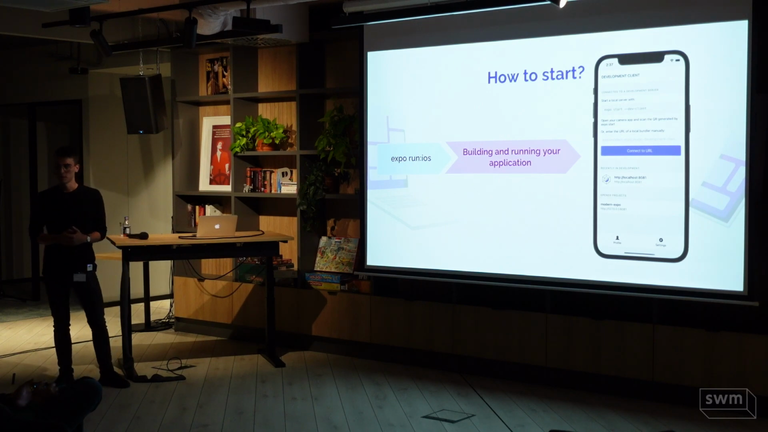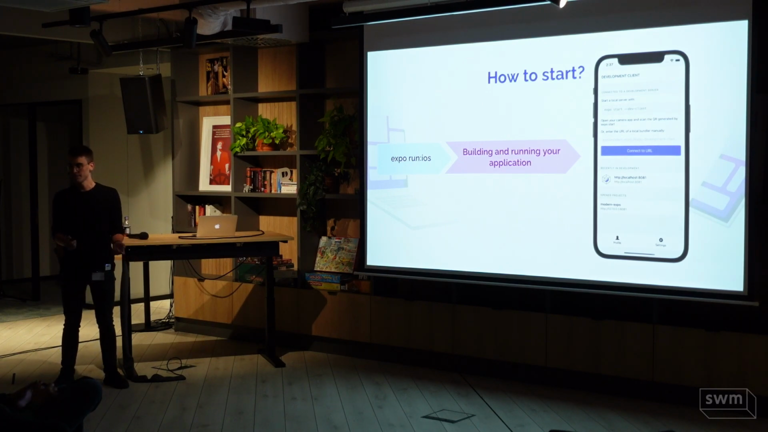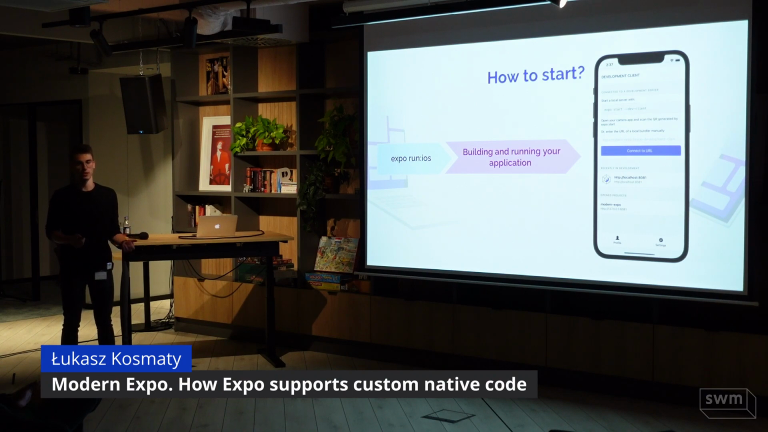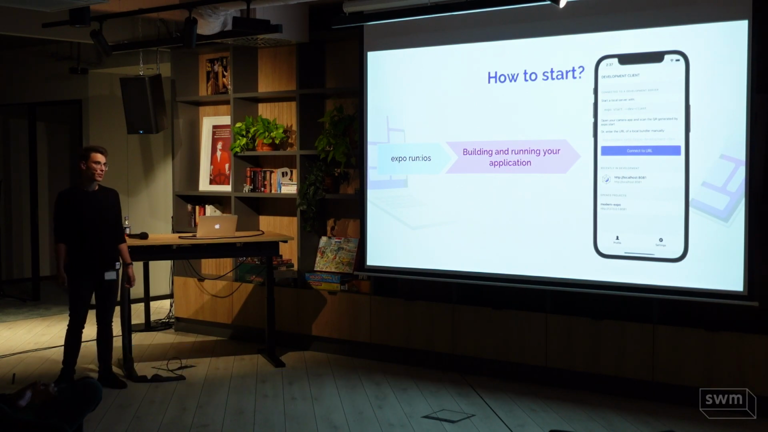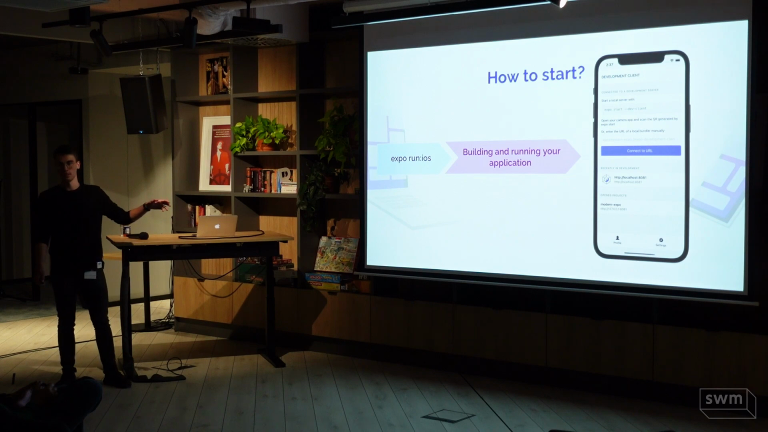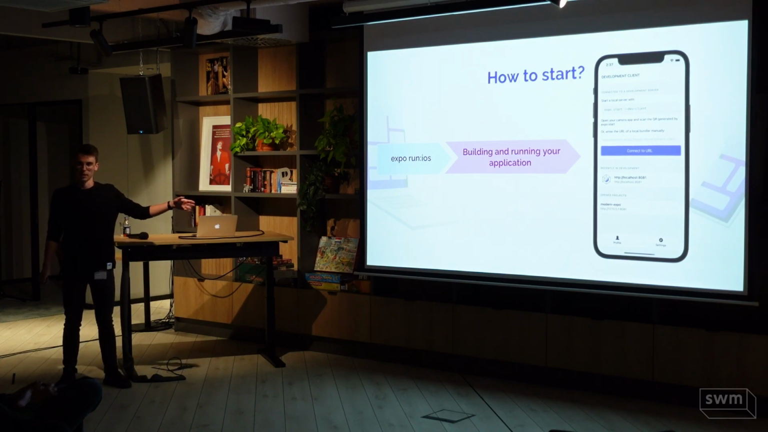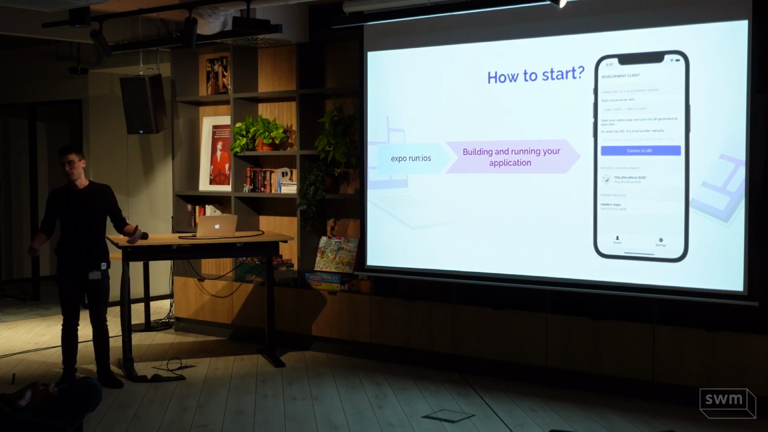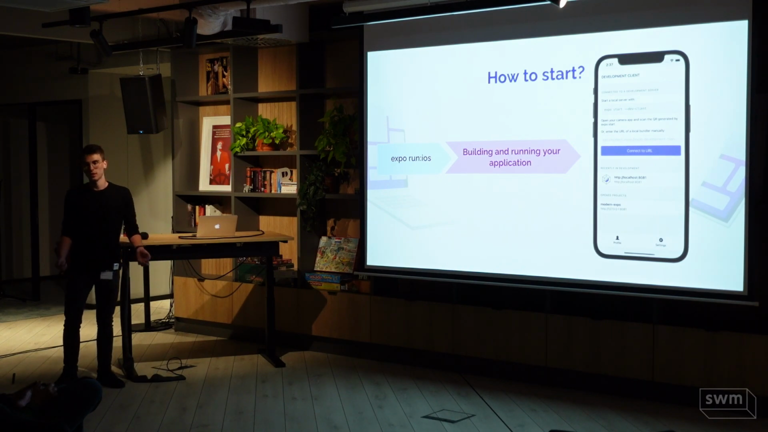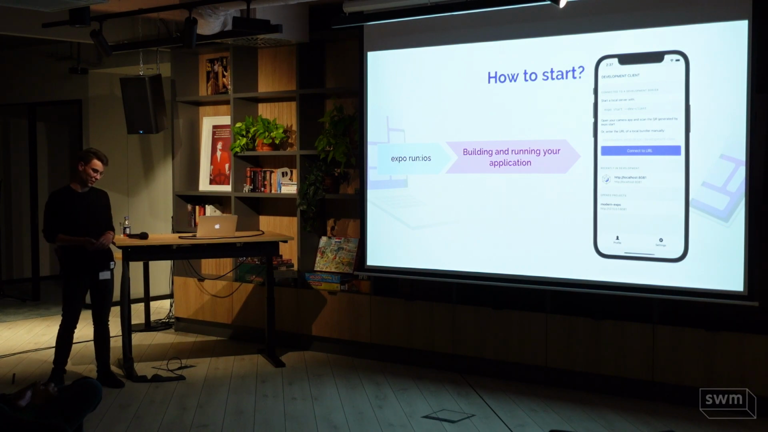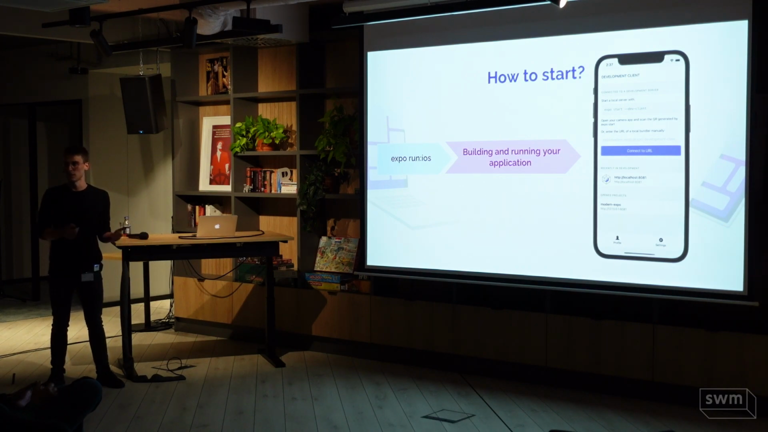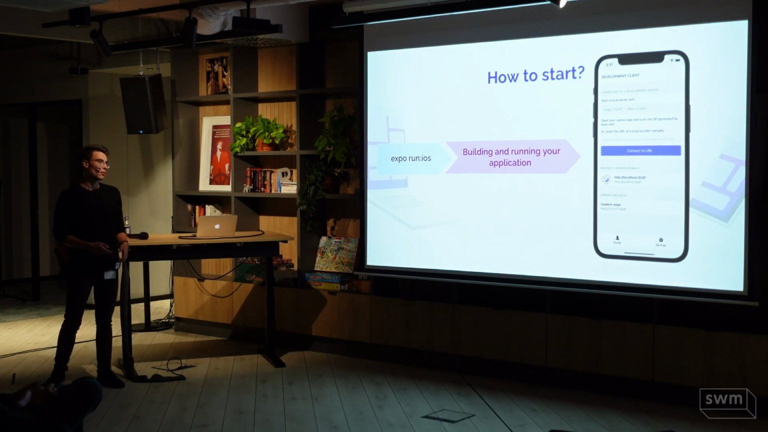But remember, if you want to add a native library, or a library which contains native code, native implementation, you need to rebuild your native application. You need to again run expo run, for example, or use the cloud service. But if you just want to add a pure JavaScript library, you can do it. It should work without any problems.